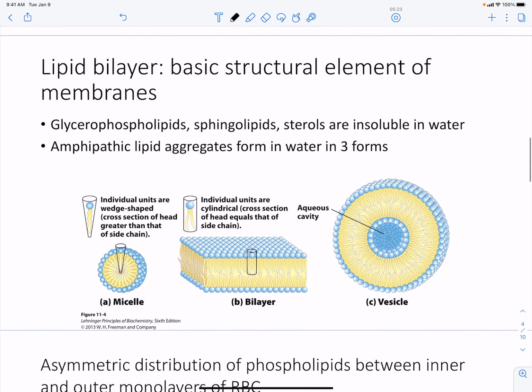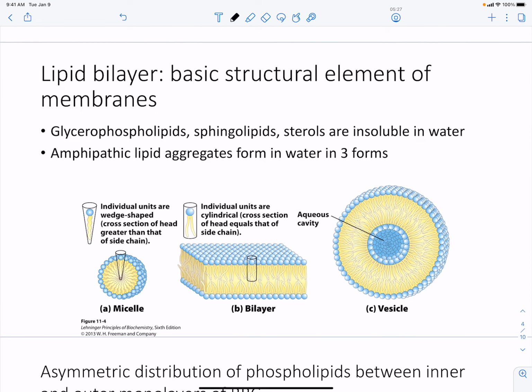So just in general, we have our lipid layers, and here are 3 examples of how lipids come together, especially when they're amphipathic, which means they have both hydrophobic and hydrophilic regions. Amphipathic refers to most of the lipids in our membranes. You're going to have these blue, more polar or hydrophilic areas, and these yellow, more hydrophobic areas. There are basically 3 forms lipids can aggregate into.